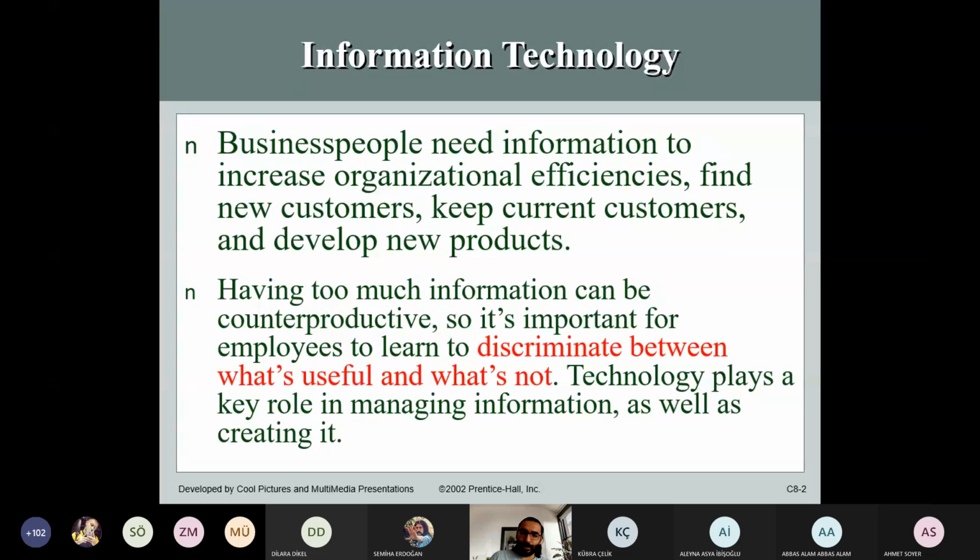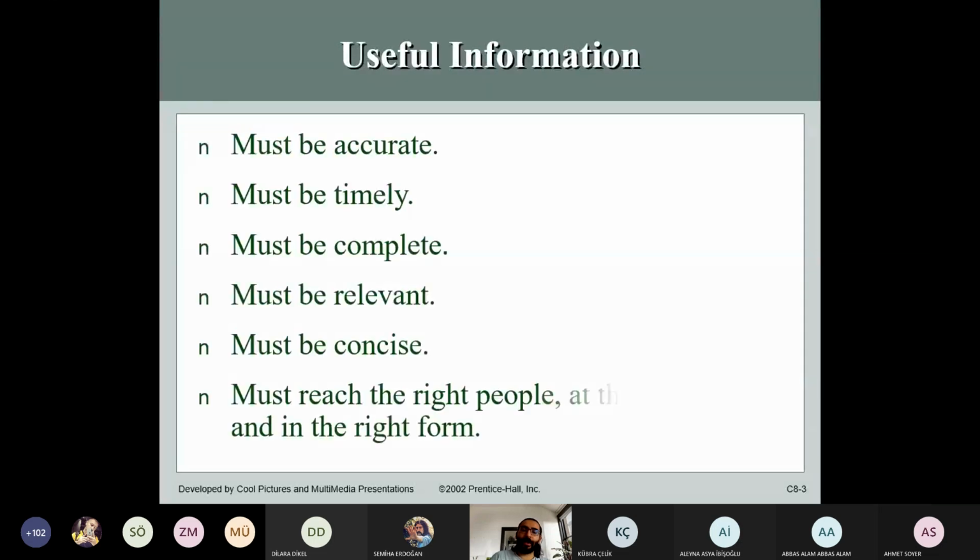So what is useful information then? All of these listed here. It must be accurate. Accurate means true. If the information is not true, for example, you think that the average age in Ankara is 32. However, in reality, it is 40. And you base your marketing strategy on inaccurate information, the average age is less than that you imagine. So this is something bad if you don't have the accurate information.